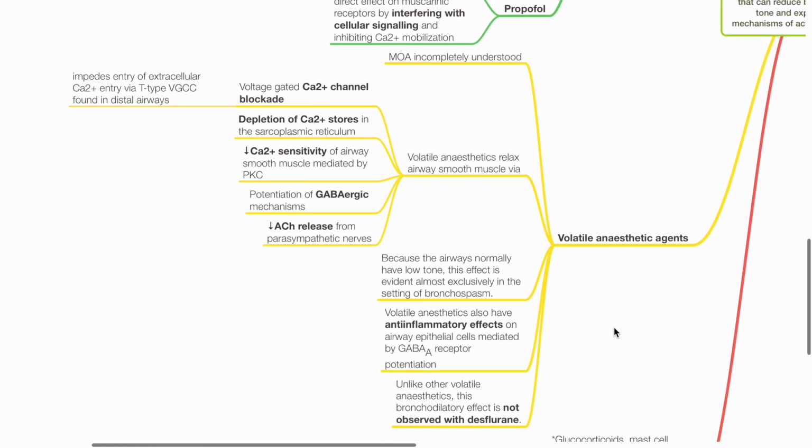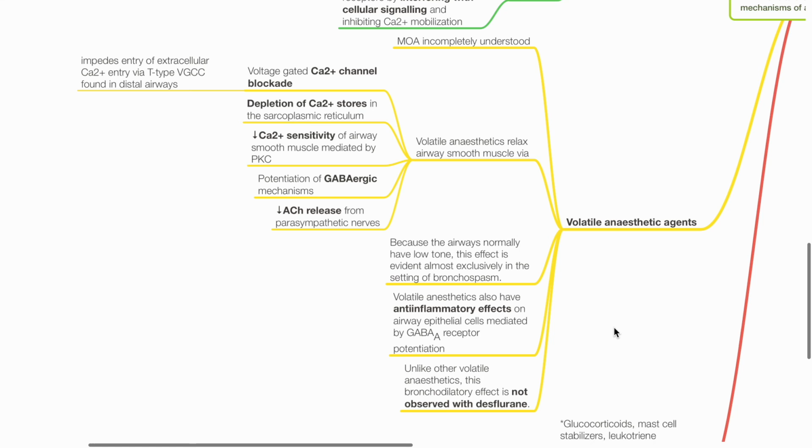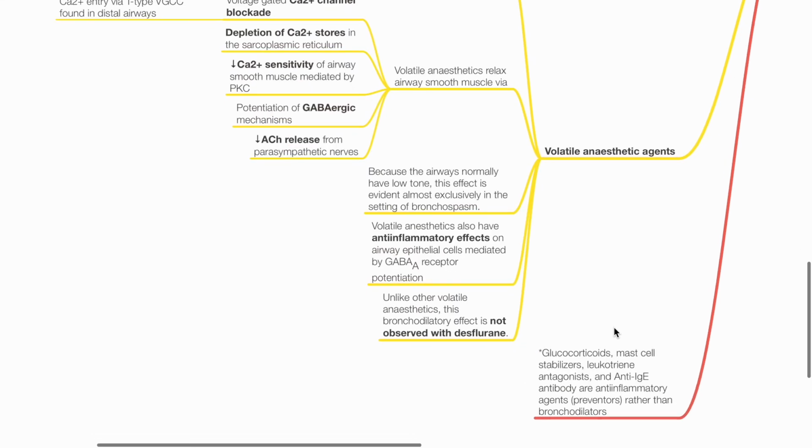Volatile anesthetic agents. Exact mechanism unsure. Volatile anesthetics relax airway smooth muscle via voltage-gated calcium channel blockade, depletion of calcium stores in the sarcoplasmic reticulum, reduced calcium sensitivity of airway smooth muscle mediated by PKC, potentiation of GABAergic mechanisms, and reduction of acetylcholine release from parasympathetic nerve fibers. Volatile anesthetics also have anti-inflammatory effects on airway epithelial cells mediated by GABA-A receptor potentiation. Unlike other volatile anesthetics, bronchodilatory effects are not observed with desflurane.